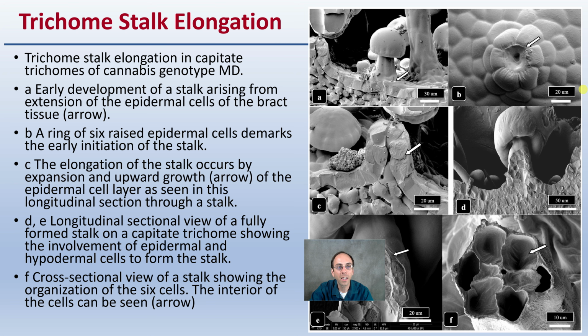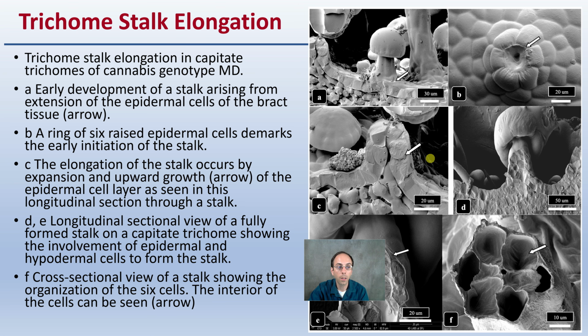Trichome stalked elongation of capitate trichomes of Cannabis genotype Moby Dick. Early development of stalk arising from the extension of the epidermal cells of the bract tissue. And we can see that here with the arrow right there is where it's located. Progressing on to image B, a ring of 6 raised epidermal cells demarks the early initiation of the stalk. So we're not quite 100% sure of the exact formation or the signaling that requires this, but we are able to distinctly see these morphological changes.